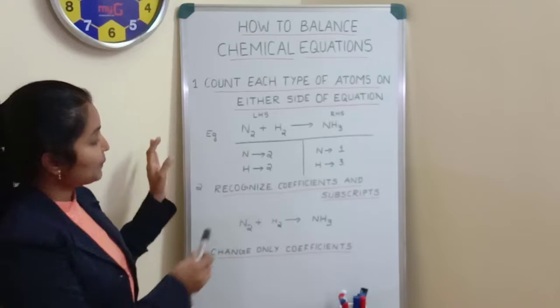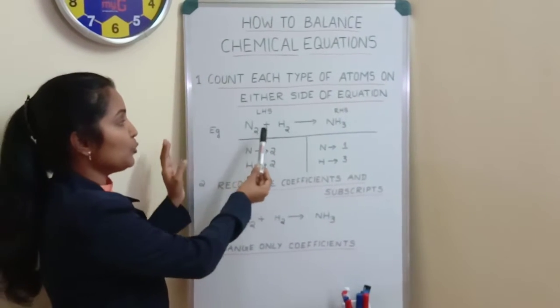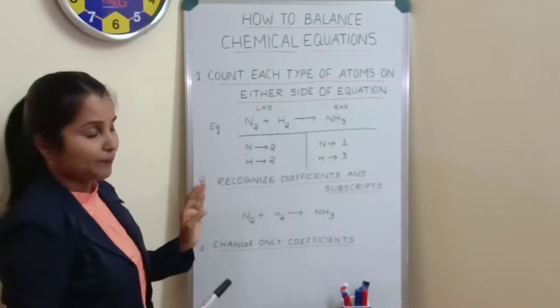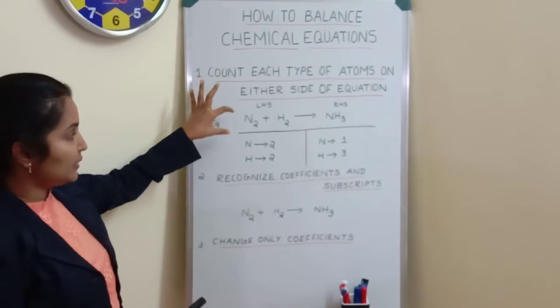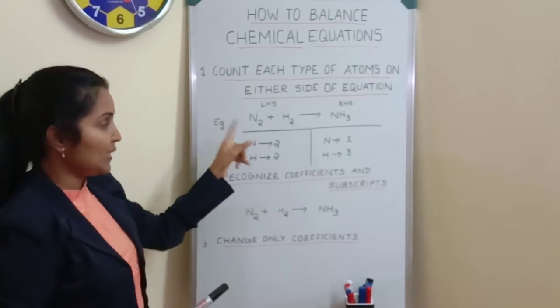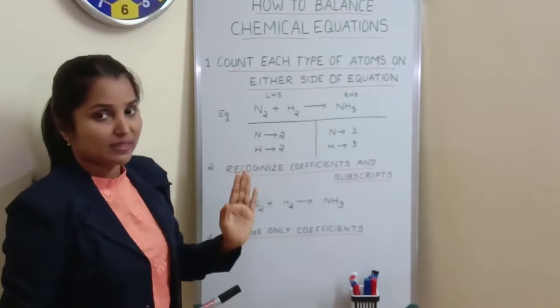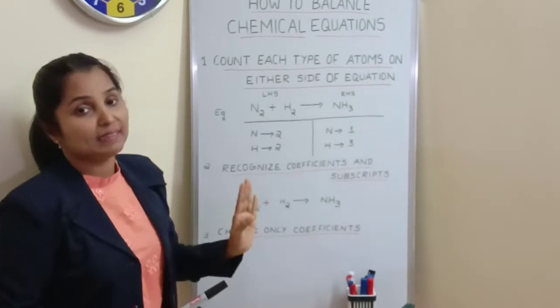For example, I am taking the formation of ammonia, this equation. In this, N2 plus H2 gives NH3. So here we have 2 types of atoms for this whole equation. One is the nitrogen atom and the other one is the hydrogen atom. In the product side also, ammonia contains only nitrogen and hydrogen.